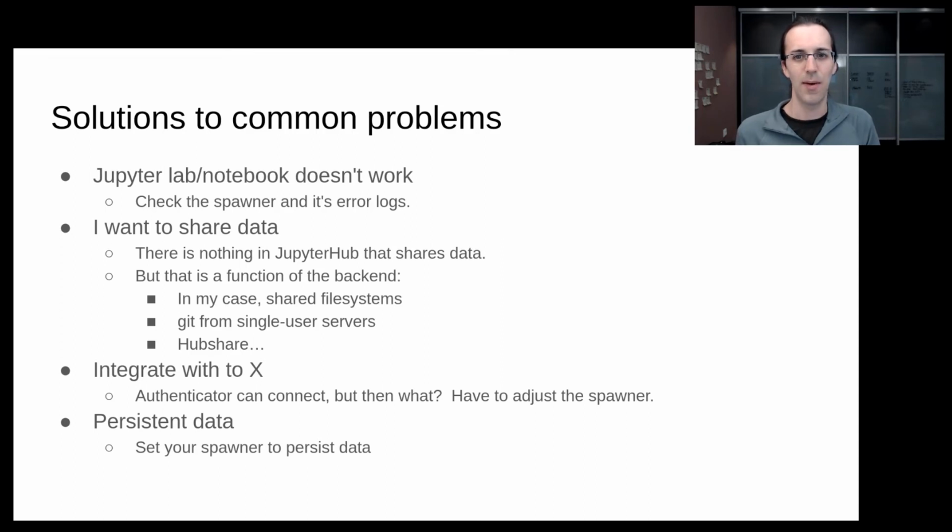People very often ask about sharing data, and there's nothing in the hub that is doing this. There's also nothing the hub is doing to stop you from doing this. As my example showed, this is a matter of the spawner. So in my spawners, I configured sharing data via network file systems, which you might consider to be old-fashioned, but, well, it works quite well. And when you have systems that are built on network file systems, that might be what you want to integrate with.